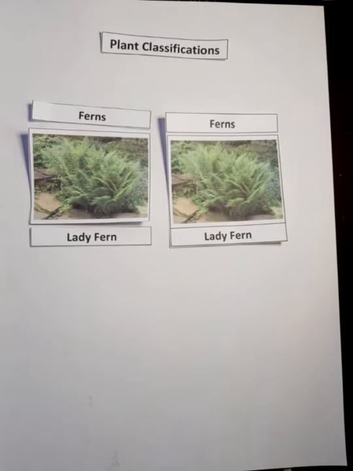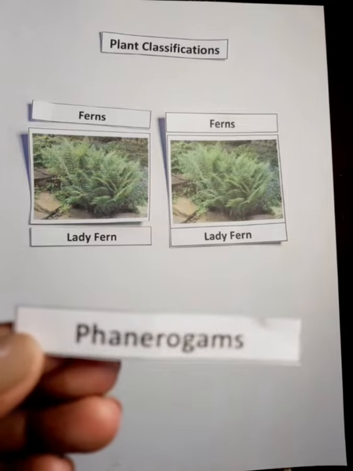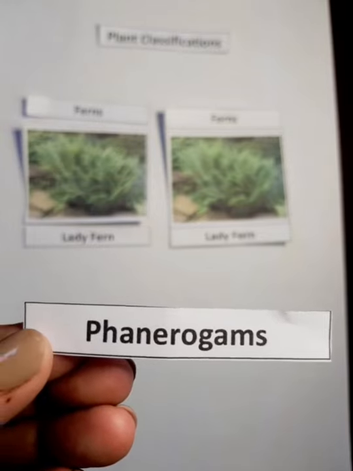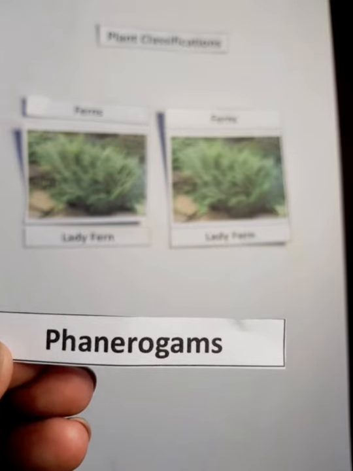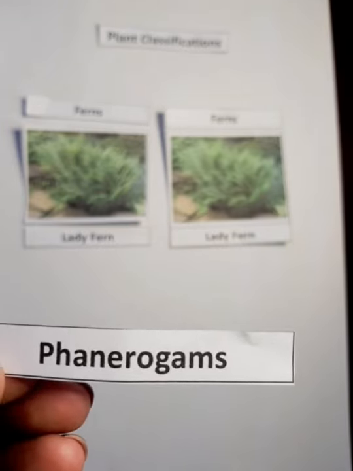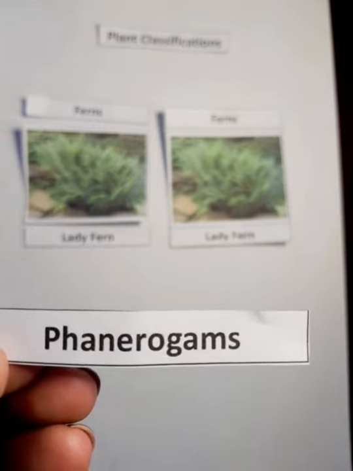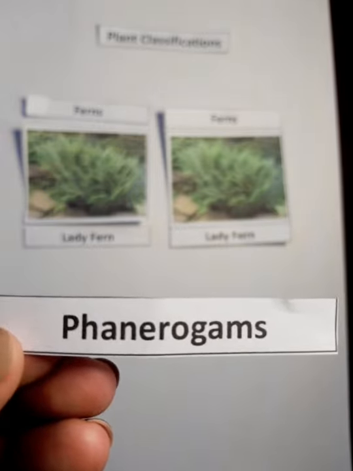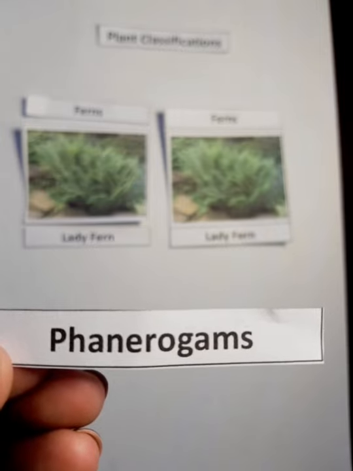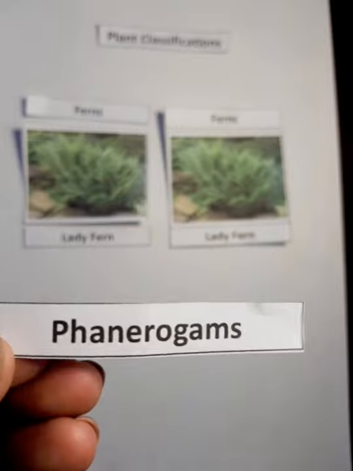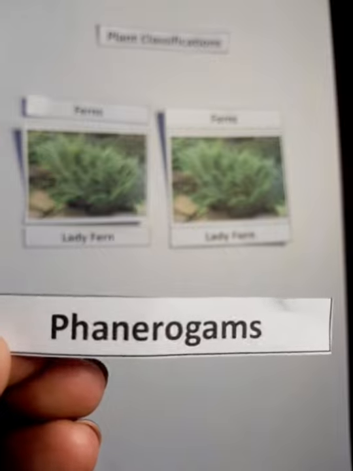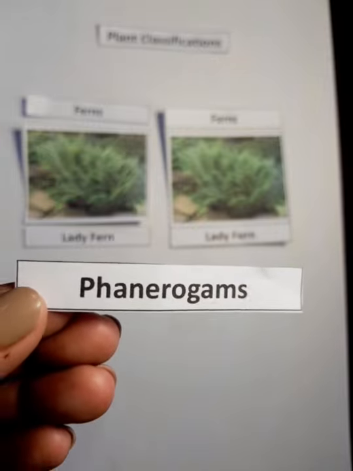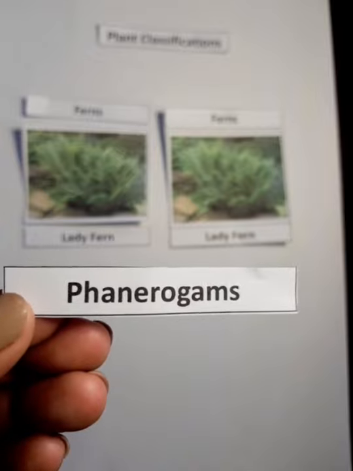Then the fourth is called phanerogams. Phanerogams plants are the most common plants that we see in our environment or our surrounding. They reproduce through their flowers. They are called seed plants. Their bodies are divided into roots, stems, and leaves.